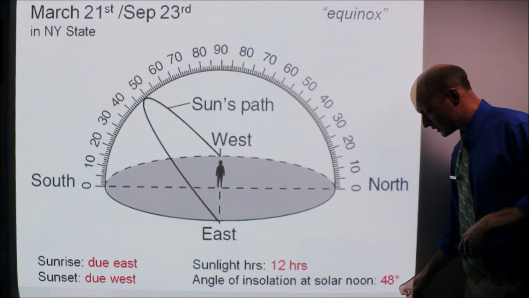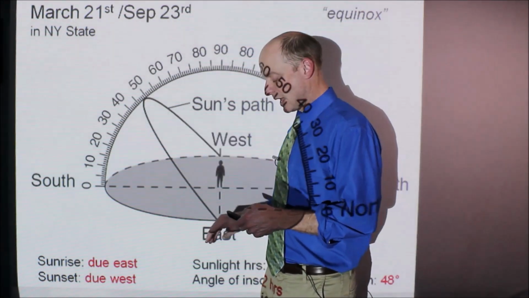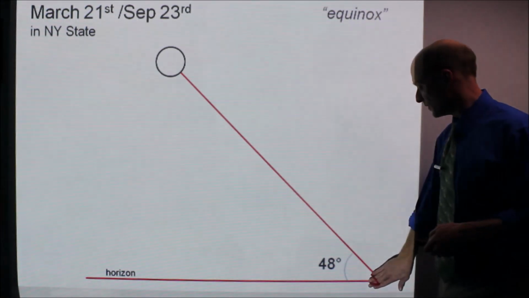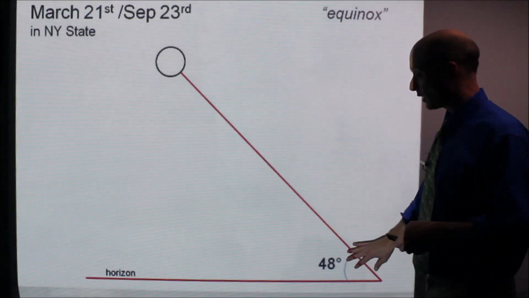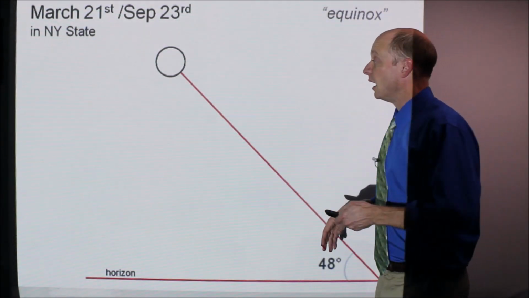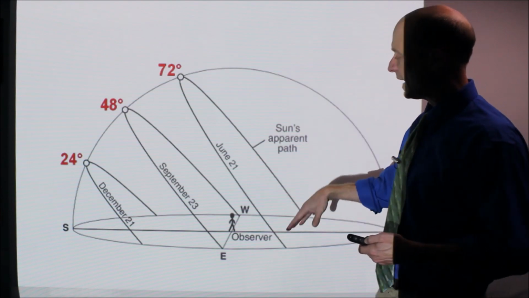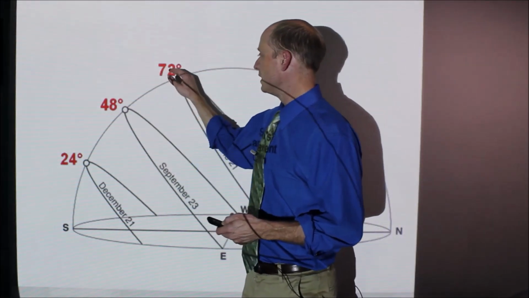And the angle of insolation at solar noon in New York State is 48 degrees above the horizon. Okay, and I have a diagram for that as well. So angle of insolation on this day is 48 degrees. This is a lot to memorize, but you do need to memorize it. Okay, so this is sort of showing it, all of these angles here, 24 degrees, 48, 72.